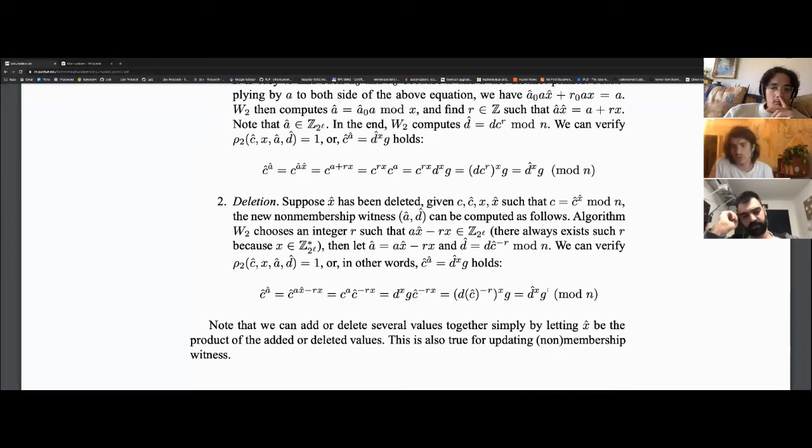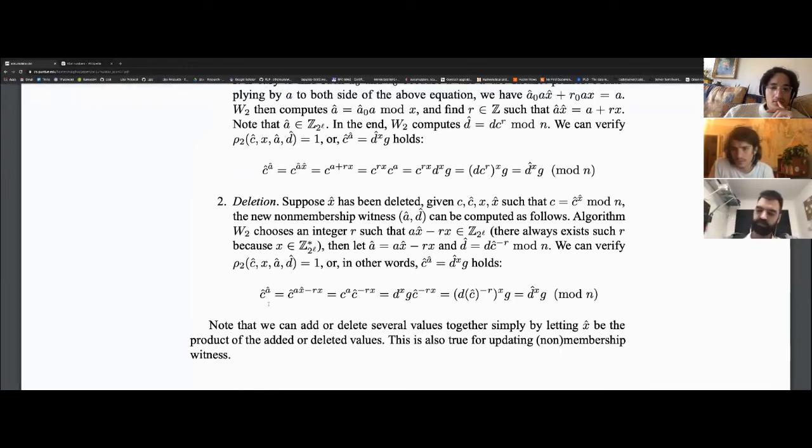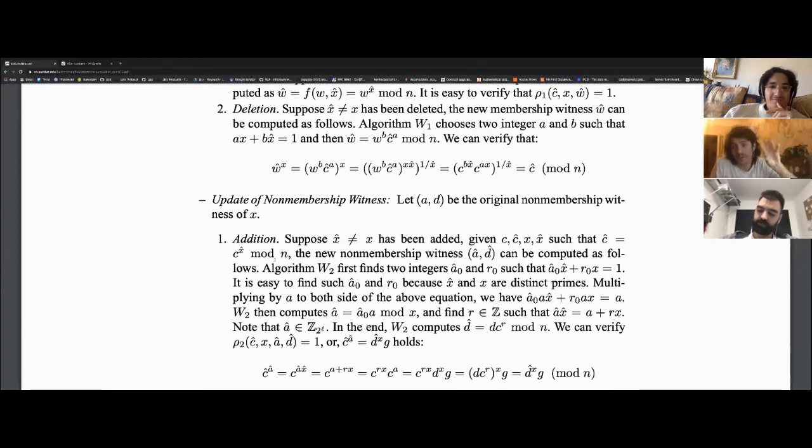Obviously, if you want to batch together many updates, you just do the same thing where X hat now becomes the product of all the elements that you're updating, either adding or deleting. So what is interesting here, the take-home message, again, is that the update of both membership and non-membership witnesses can be done in a public setup without the auxiliary information.